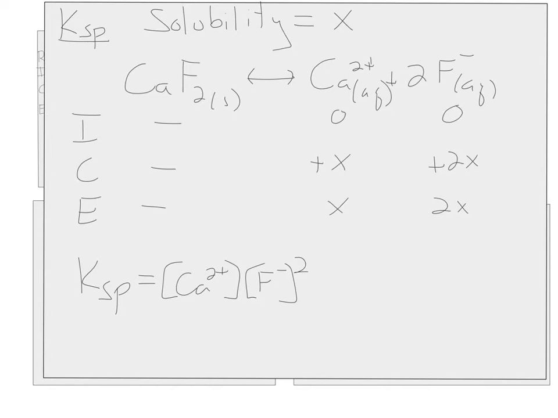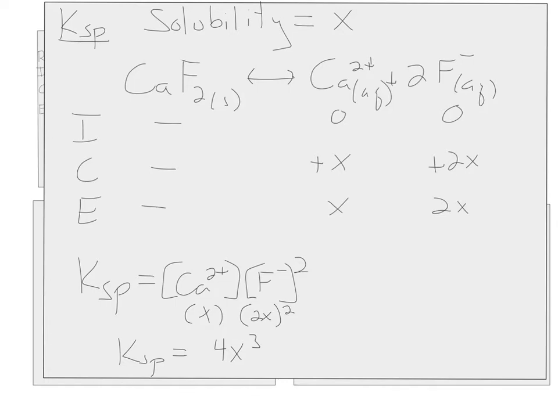When we plug that in, calcium is going to be x, fluorine is going to be 2x, squared. We see that we get 4x to the 3rd power. That's our Ksp. So we can solve for either. If they had the solubility, we could solve for Ksp, or if they gave us the Ksp, we could solve for the solubility.